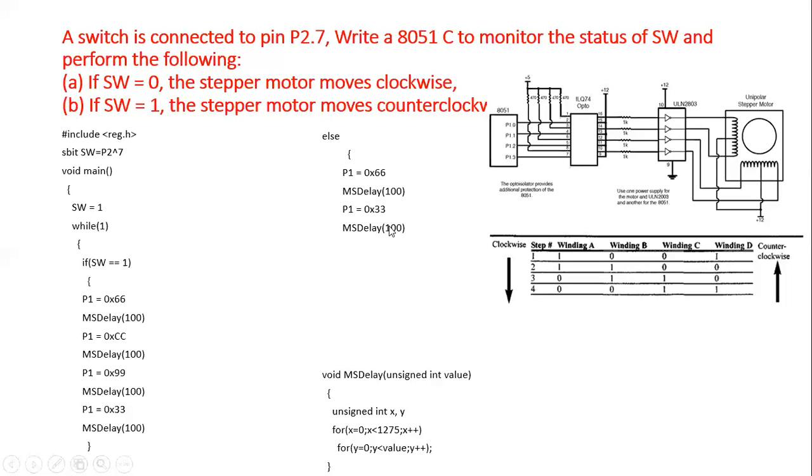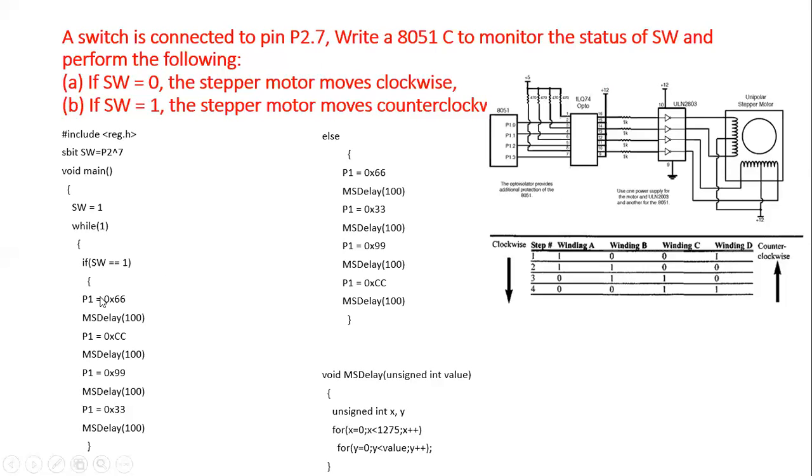Then a delay. After the delay, what sequence now? Yes, it's going to be the 9, isn't it? 9 we have given. Then sequence 2, isn't it? So that step 2 we are going to give. What value is that? C. Very good. So C you are going to use here. Again we are going to give a delay, isn't it? So if I terminate it here, this will be the else part.